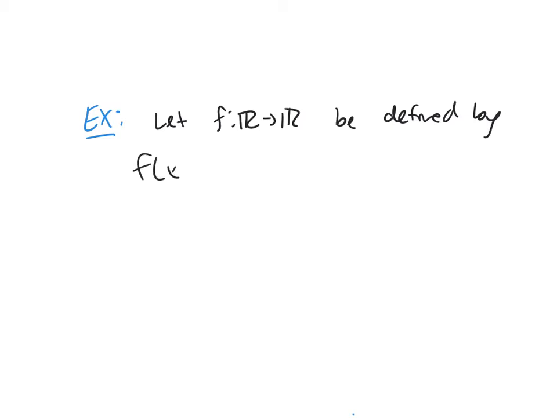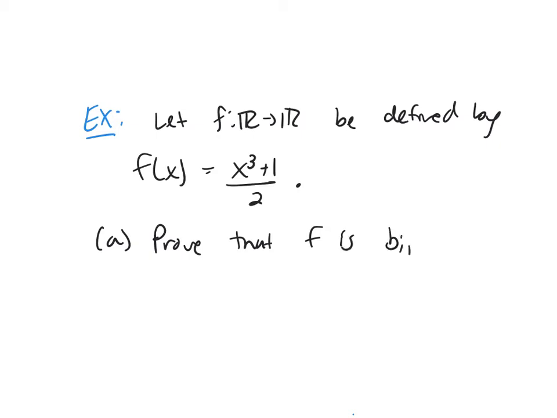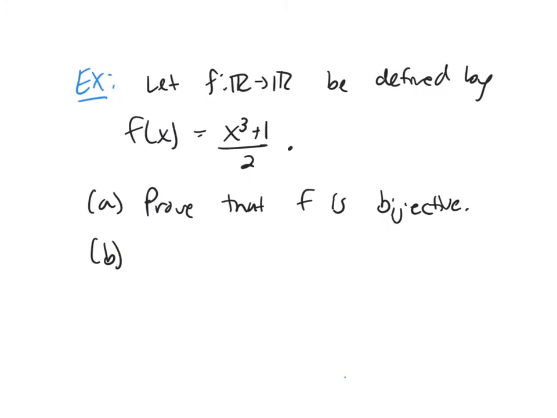So let's look at our last example for the week. Let f from R to R be defined by f of x is (x cubed plus 1) over 2. And the first thing I want us to do is prove that f is bijective. And after that, because f is bijective, its inverse is a function. And so what I want us to do then is determine f inverse of x.